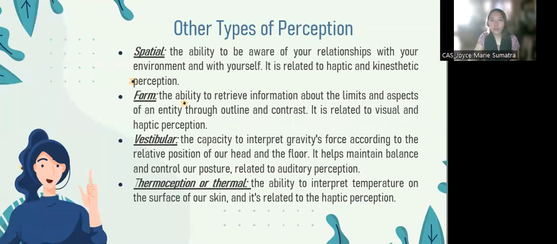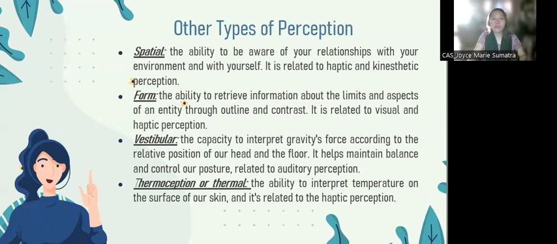So as mentioned a while ago, there are five senses that we already know. Aside from those five classical senses, there are also other types of perception. So first, spatial, this is the ability to be aware of your relationships with your environment and yourself. Form is the ability to retrieve information about the limits and aspects of any entity through outline and contrast.